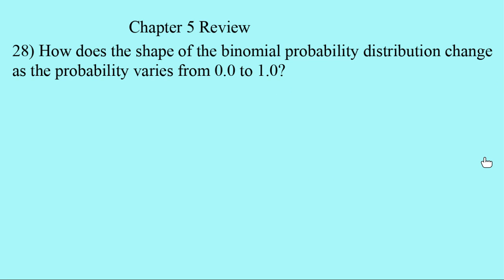So at 11:12. So John, if you can write your answers to this, this is open-ended. This is not true, false, or multiple choice. So in your own words, explain how the shape of the binomial probability distribution changes as the probability varies from 0 to 1. And if you're not sure, then you can tell me. But please try.